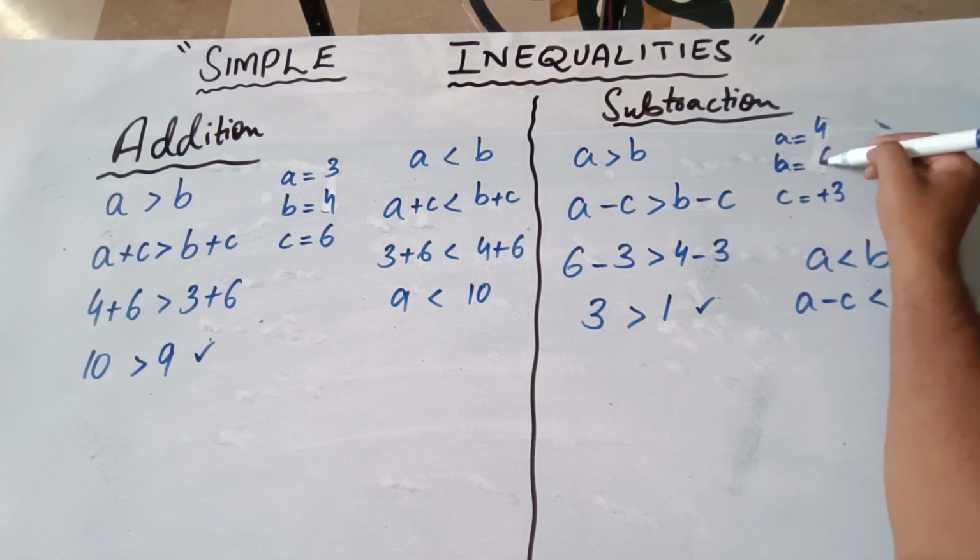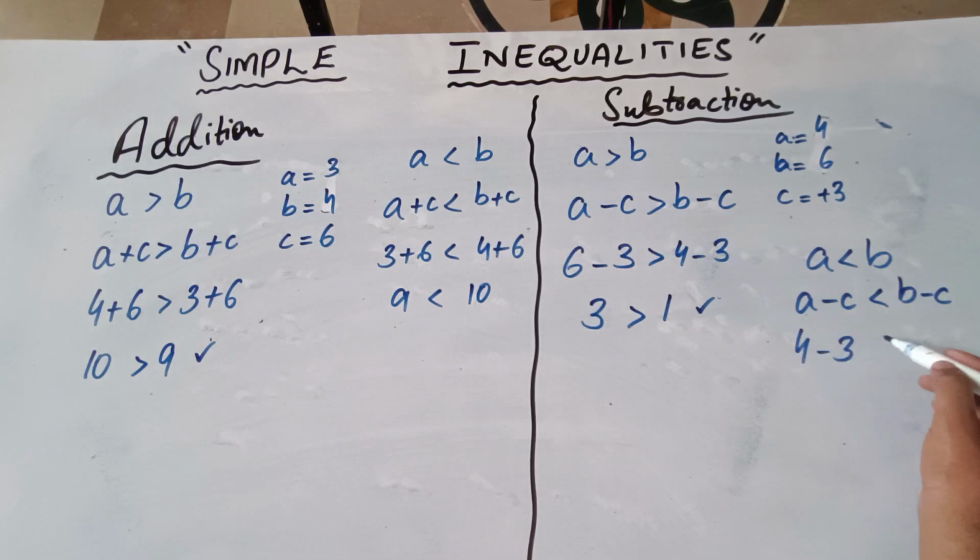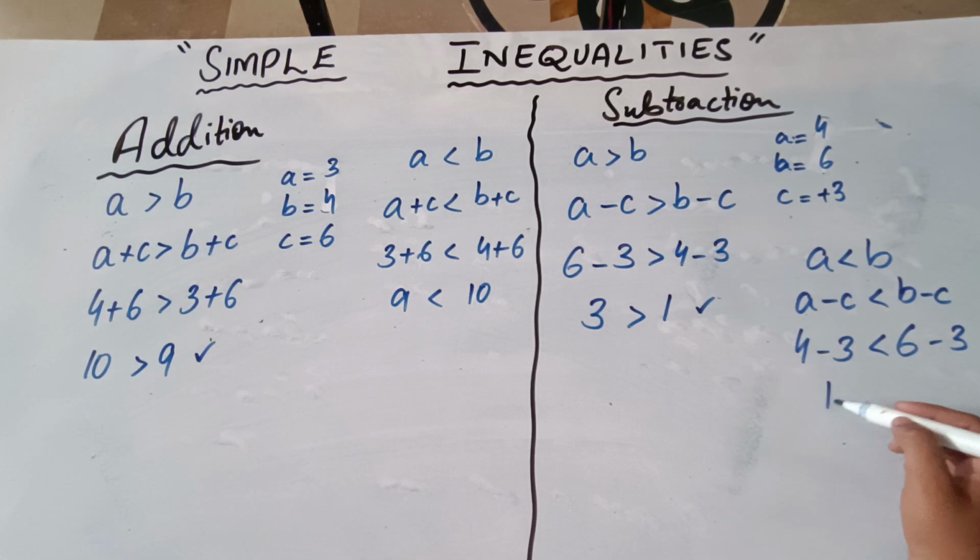Let's shuffle the values of A and B. 4 minus 3 is lesser than 6 minus 3. Now 4 minus 3 is 1, 6 minus 3 is 3. So 1 is lesser than 3. Now you can see that it is satisfying the inequality.